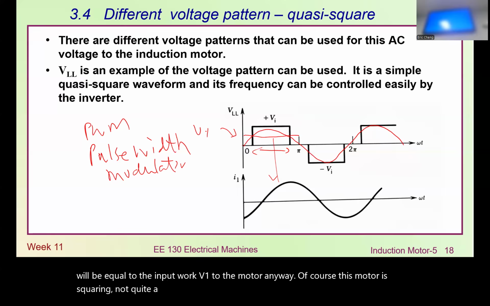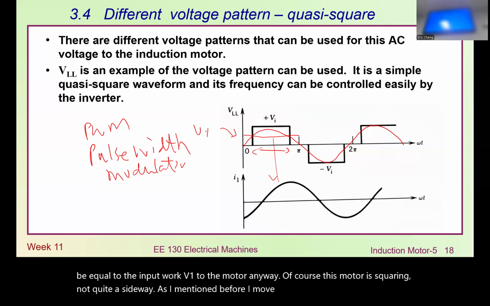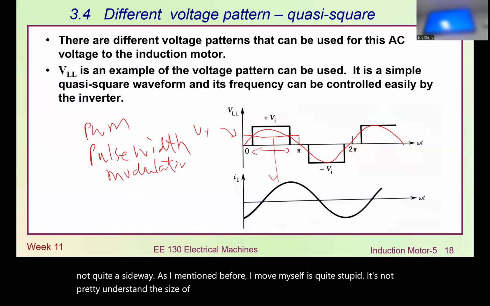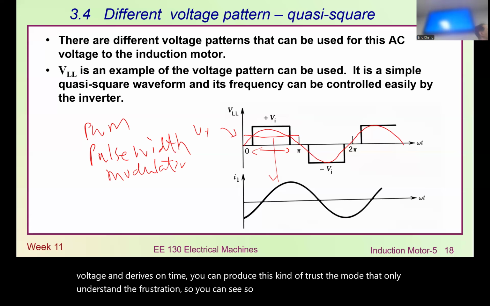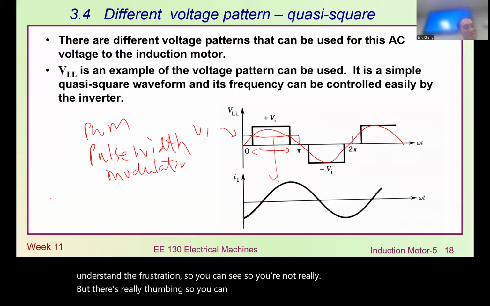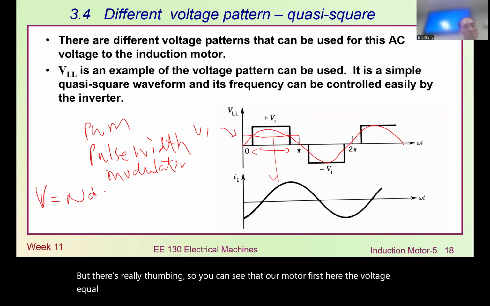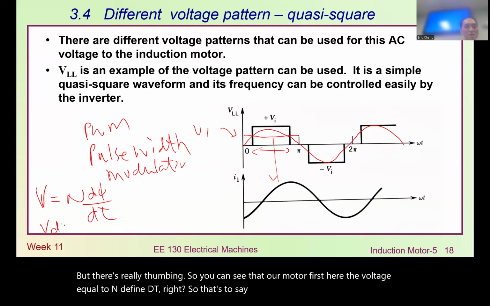As I mentioned before, a motor is quite simple. It doesn't really understand sine wave or square wave. As long as you put in a certain voltage and duration of on time, you can produce this kind of flux. The motor only understands the flux. So it's not really clever, it's really dumb. What you can see is that for our motor flux here, the voltage equals N d phi dt, right? So that's to say the voltage dt equals N d phi.